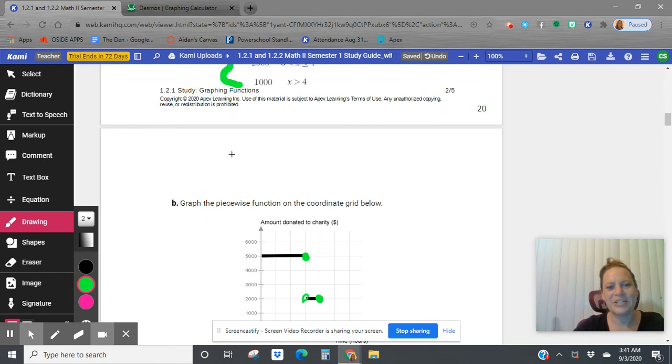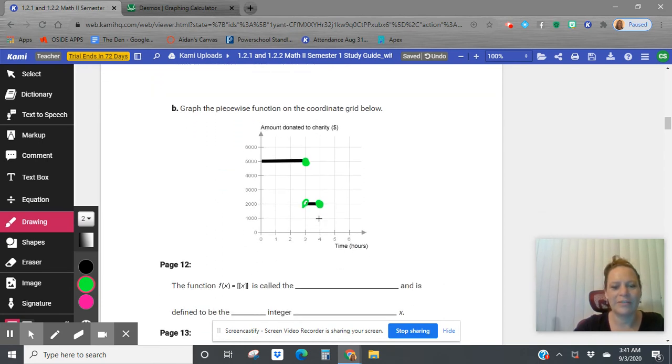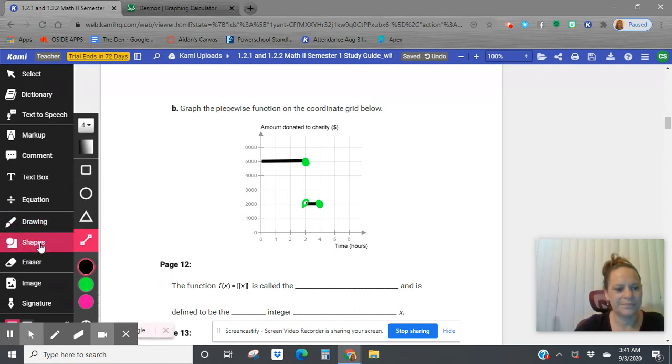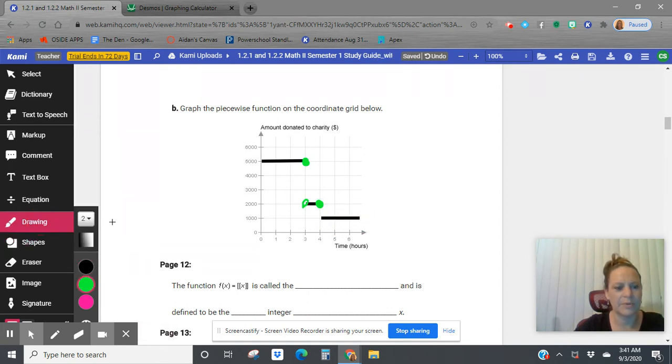Finally, the last equation is 1,000 at values greater than 4 hours. So we're going to do our last line over here. And we're basically going to go to infinity on this graph because it can go to as many hours as possible. And this is going to be an open dot, then an arrow to infinity at the end. And there's our graph. 5,000 if it's 3 hours or less, 2,000 if it's in between 3 and 4 hours, and 1,000 if it's 4 hours or more.